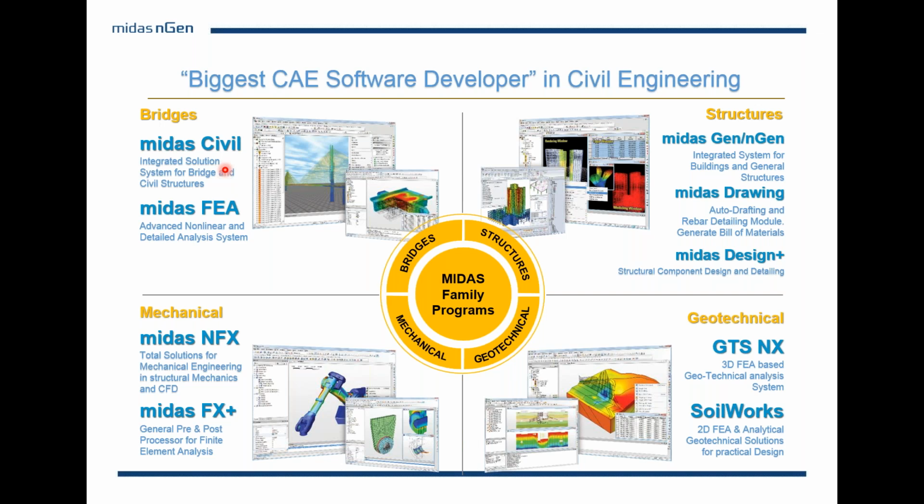Then Midas Drawing is an auto drafting tool for rebar detailing and generating bill of materials. So the design results from Midas Gen or nGen can be taken into Midas Drawing to generate the drawings. And thereafter, we can also generate bill of materials. And there is Midas Design Plus, which is a structural component design and detailing tool, a separate software solution. So you can have the design of individual beams, columns or footings like that. And drawings will also be generated for those designs, along with bill of materials, in Midas Design Plus.